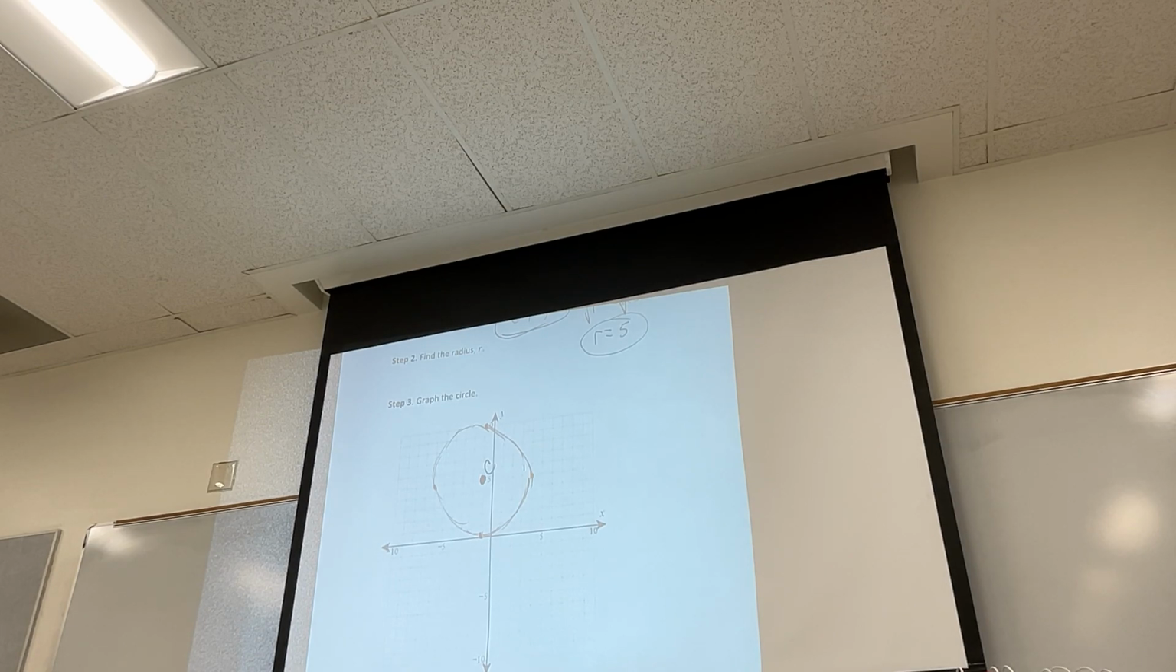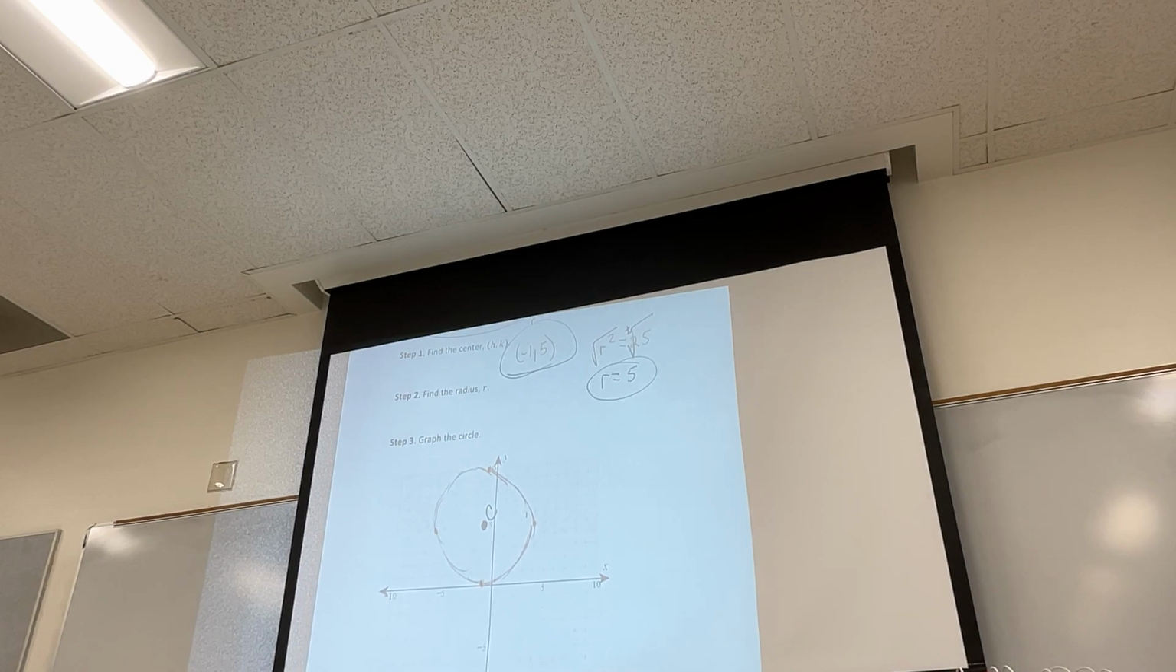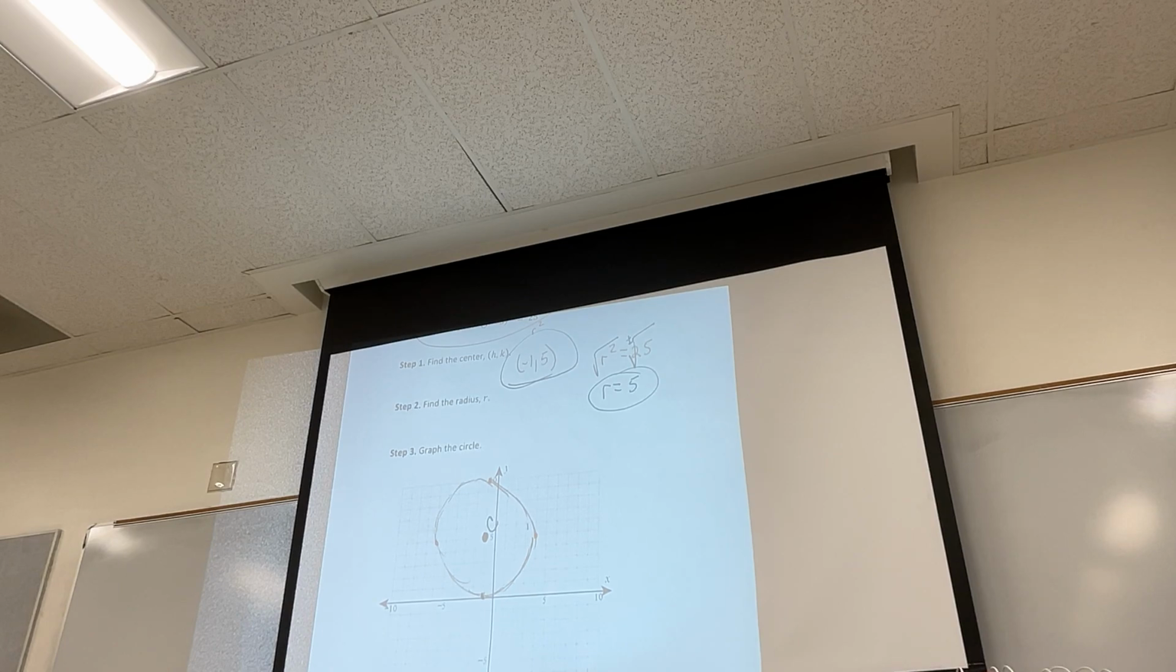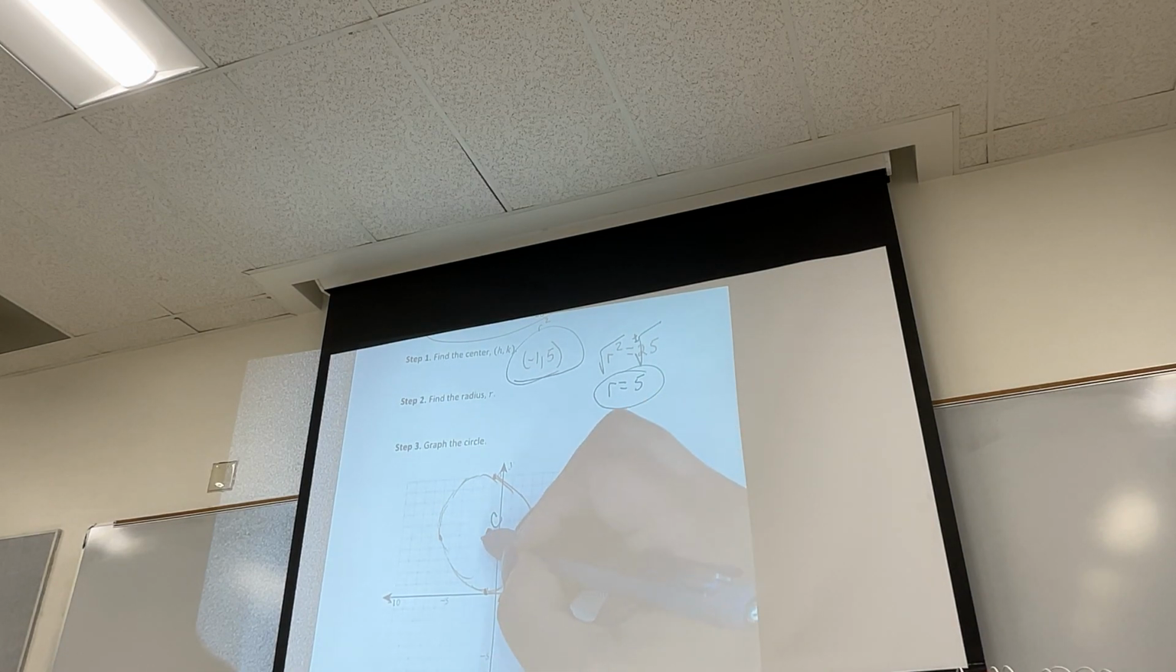All right. So when we use the center of a circle or the vertex, it's the opposite of what we see. Is that clear? Yes. This is 5 this way, 5 this way, 5 this way, 5 this way. All of these are radii. Yes, they're all the same distance.